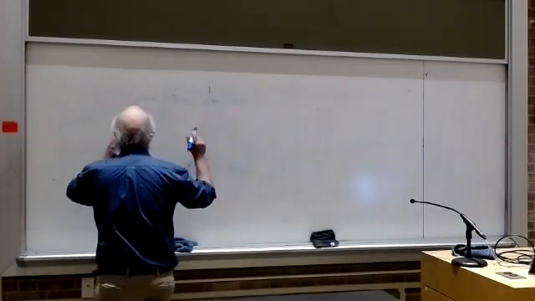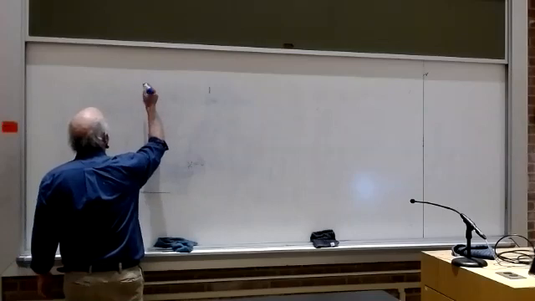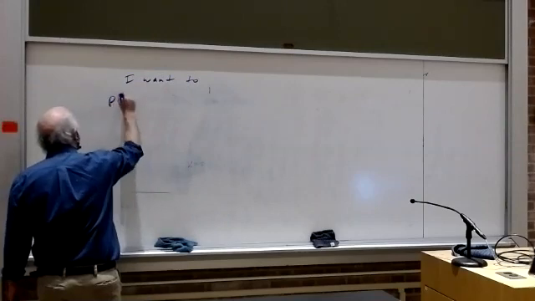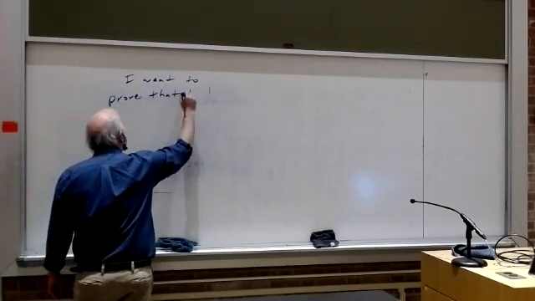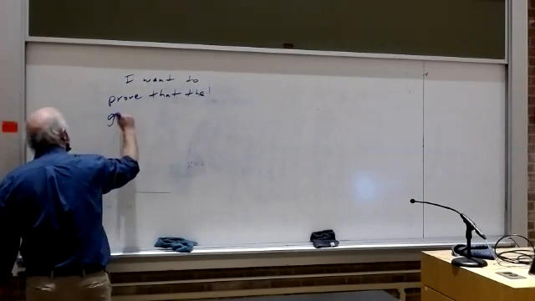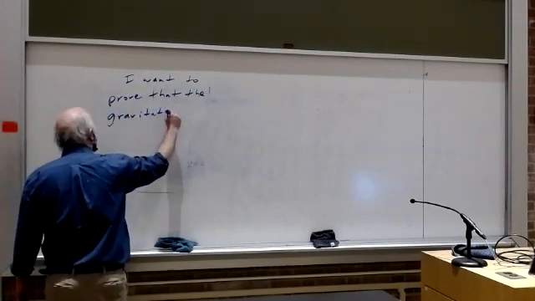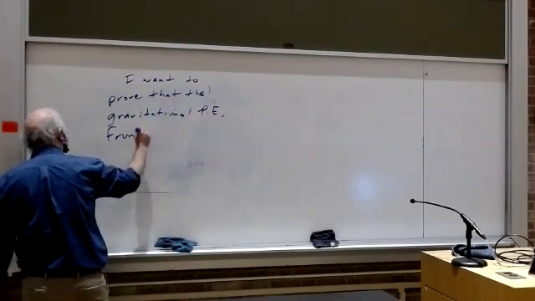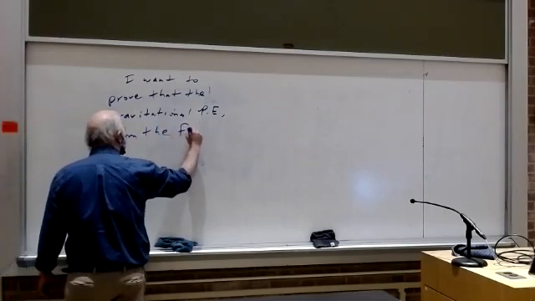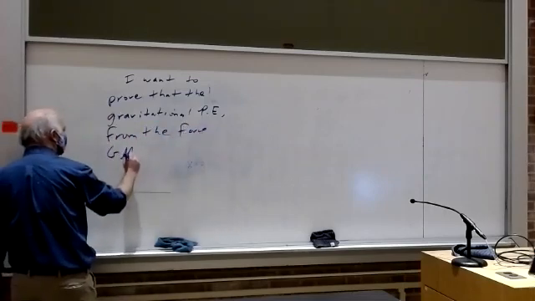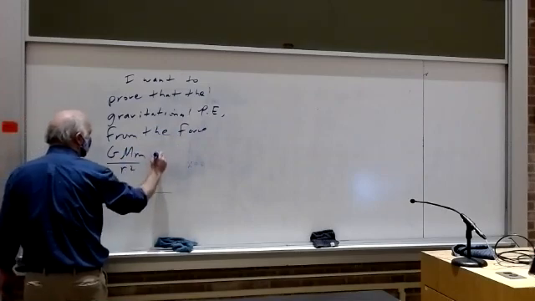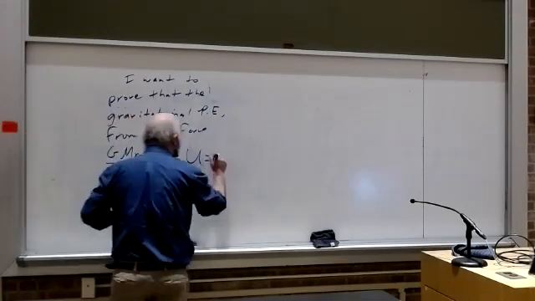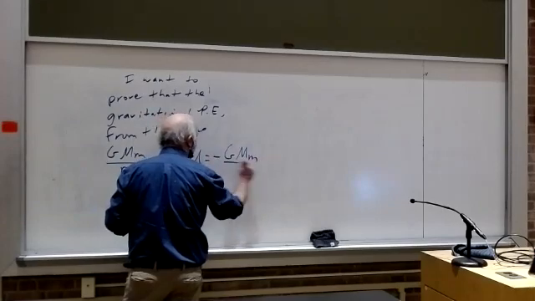So let me tell you what the proof is going to be. I want to prove that the gravitational potential energy from the force G M m over r squared is, this is what I want to prove, minus G big M little m over r.